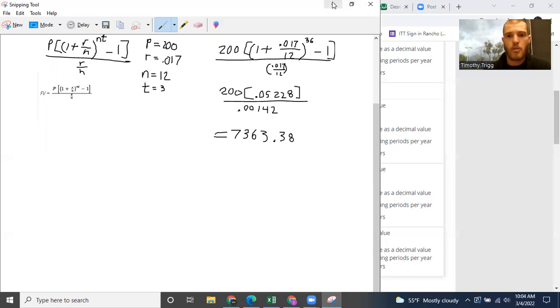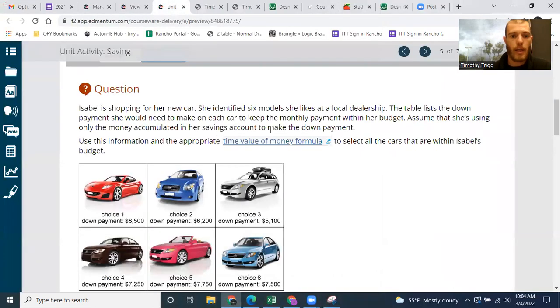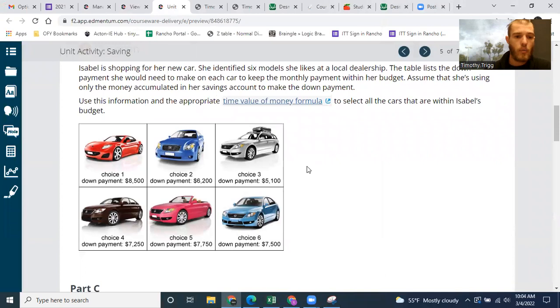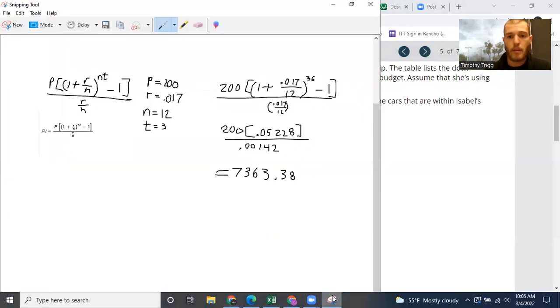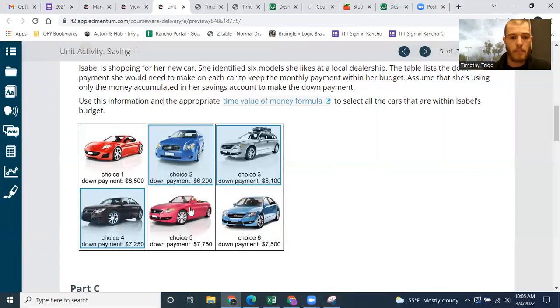Okay, cool. So let's go ahead and look at which of these cars she can afford. Well, she could afford choice 2, because you can see the down payment for choice 2, she has that amount of money. She has enough money to cover that down payment. Choice 3, she can afford that. And choice 4, she can afford that. These other 3 cars, she has not saved up enough money to make those down payments. Okay, so that's it.